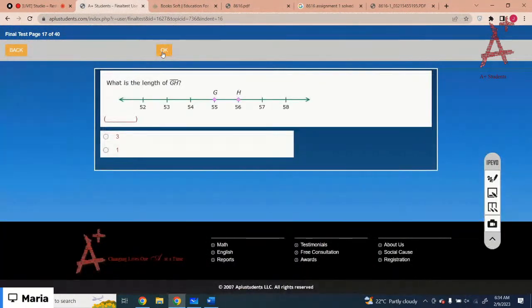What is the length of GH? So just calculate the length. Do we have any point between G and H? No. Got it? So the difference between these 2 points is just 1. The distance between the points is 1.